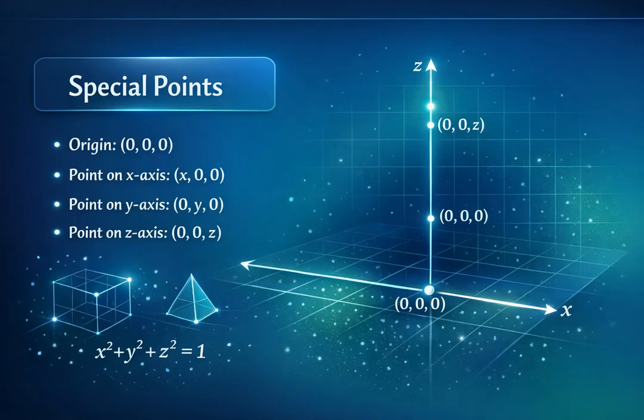Special points have simple coordinates. The origin O is at 0, 0, 0. Any point on the x-axis has coordinates x, 0, 0. Only x is non-zero. Similarly, points on the y-axis are 0, y, 0, and points on the z-axis are 0, 0, z. Two coordinates are always 0 for points on axes.